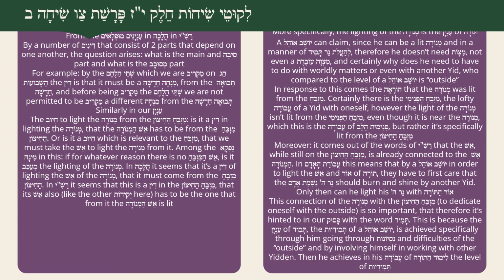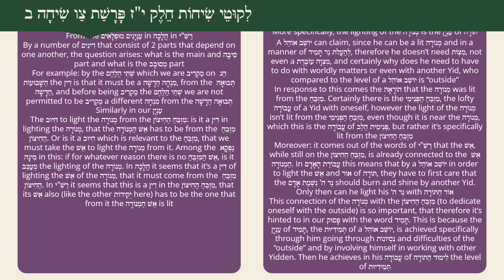Now a yeshiv oil, which is represented by the menorah, can claim that since he can be a lit menorah, and in a manner of la'alis ner tamid, therefore he doesn't need mitzvahs, not even a mitzvah iveris. And certainly, why does he need to have to do with worldly matters, or even with another yid, who compared to the level of a yeshiv oil, which is his level, is considered to be on the outside?